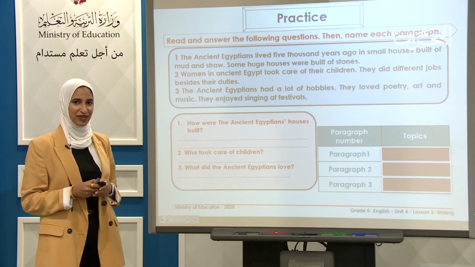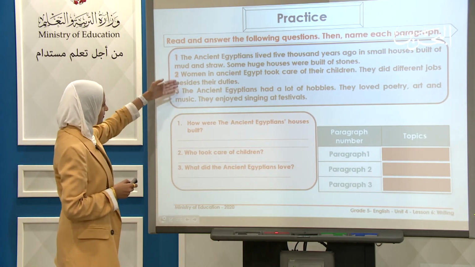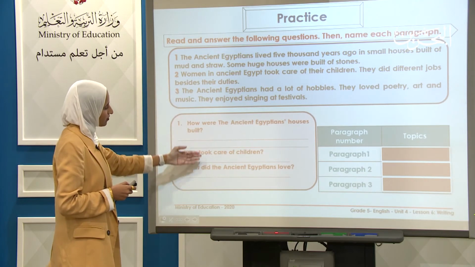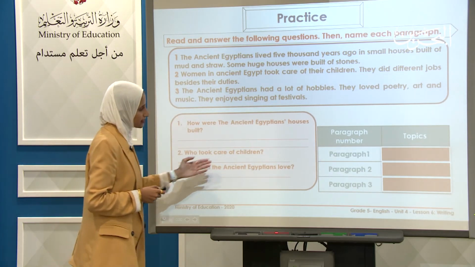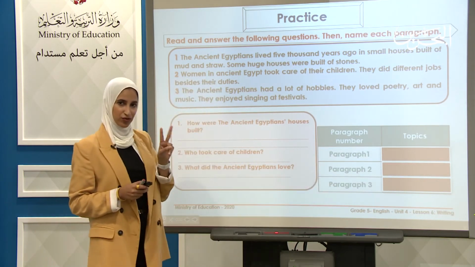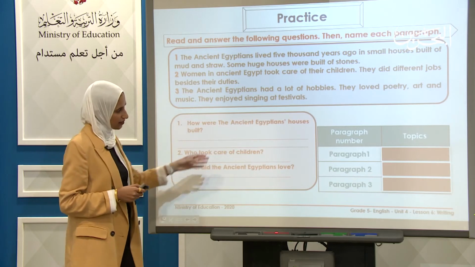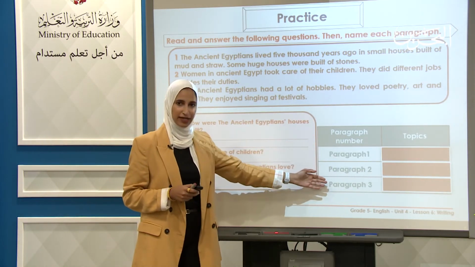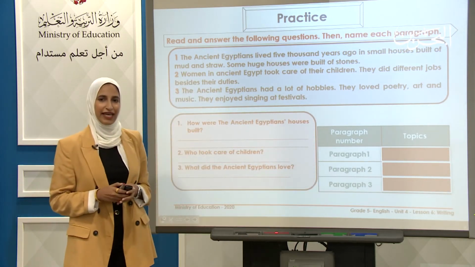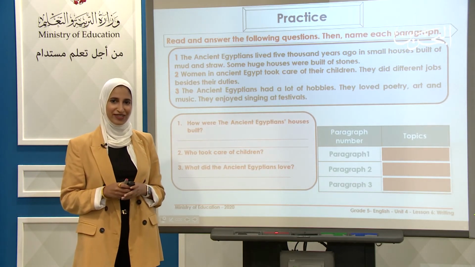Now let's start practicing. You have to read this text, then answer the following questions and name each paragraph. So you have two things to do. After reading, you have to answer the questions and then you have to name each paragraph. You have 8 minutes. You can write your answers on your mini board. Start.